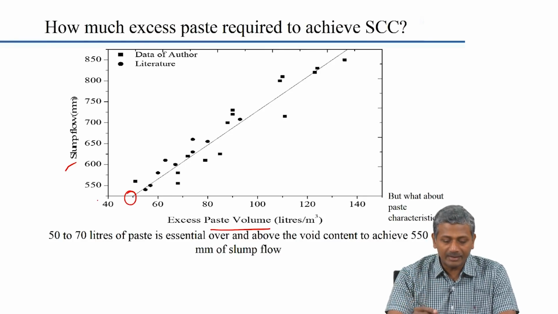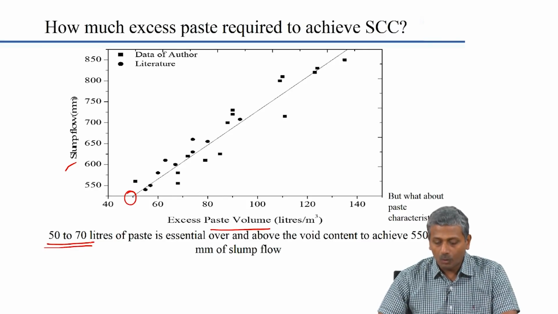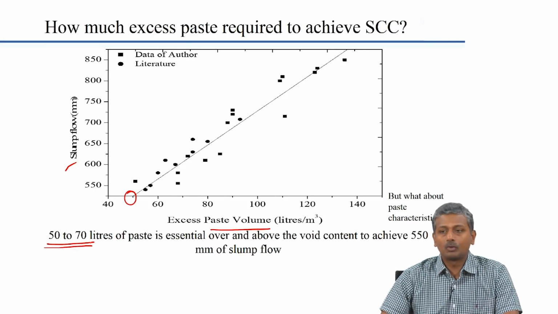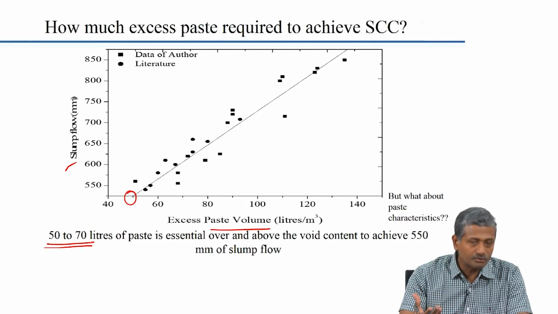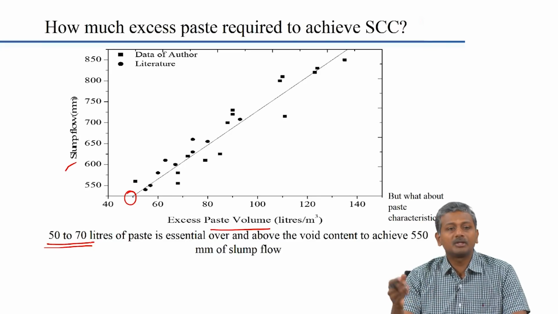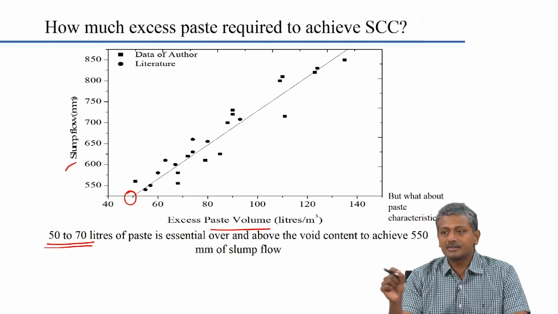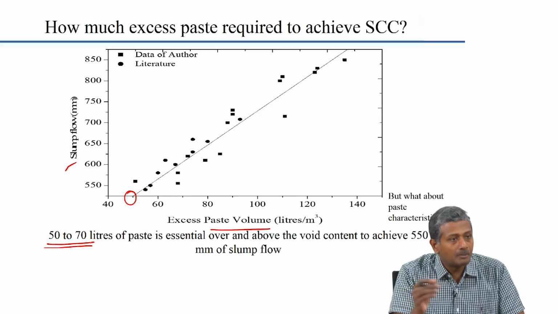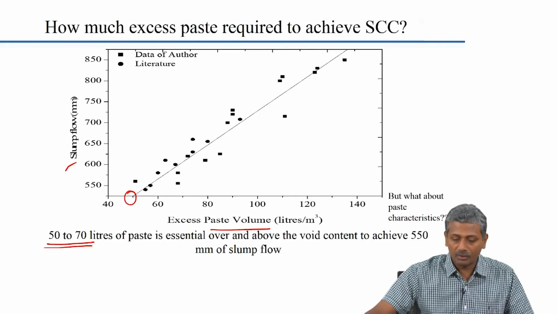So if you want to get that, you need at least 50 to 70 liters of paste over and above the voids content to achieve that slump flow characteristic. Okay. So what this tells you is you can start off your concrete mixture design for SCC by doing an aggregate combination, determining the voids content, and already your paste content is worked out as something that is at least 70 liters above the voids left behind by the aggregate combination. So good starting point for your SCC design.